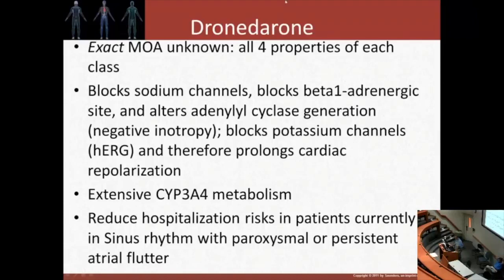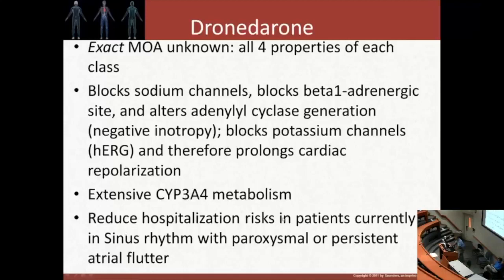It was kind of the precursor molecule. This will block sodium channels. It'll block beta-1 receptors. It'll alter adenyl cyclase activity, so it's a negative inotrope. It'll block the potassium in a specific channel, and it'll eventually prolong cardiac repolarization. And like its cousin or sister, amiodarone, dronedarone has CYP3A4 metabolism.